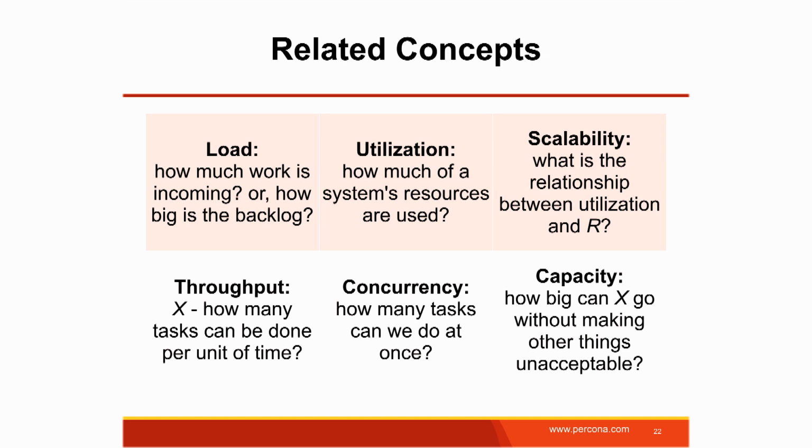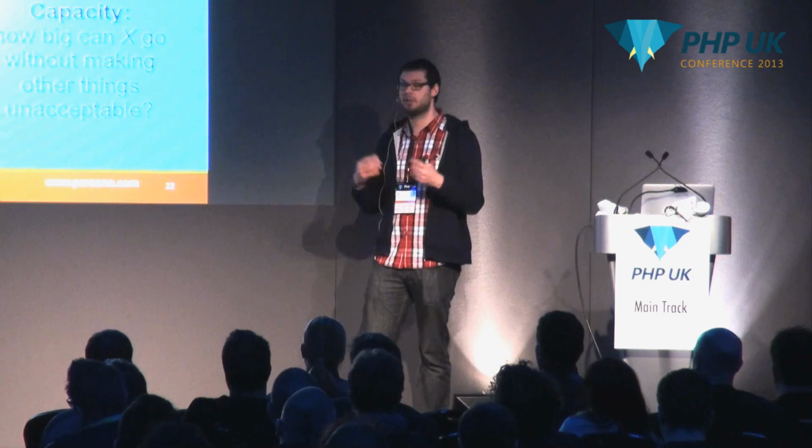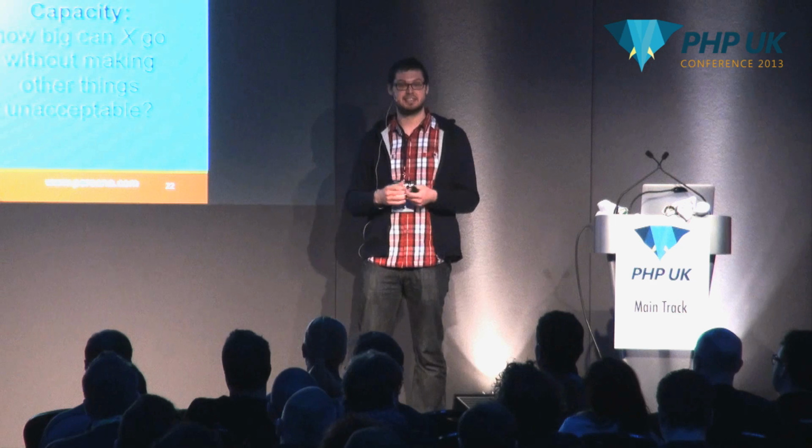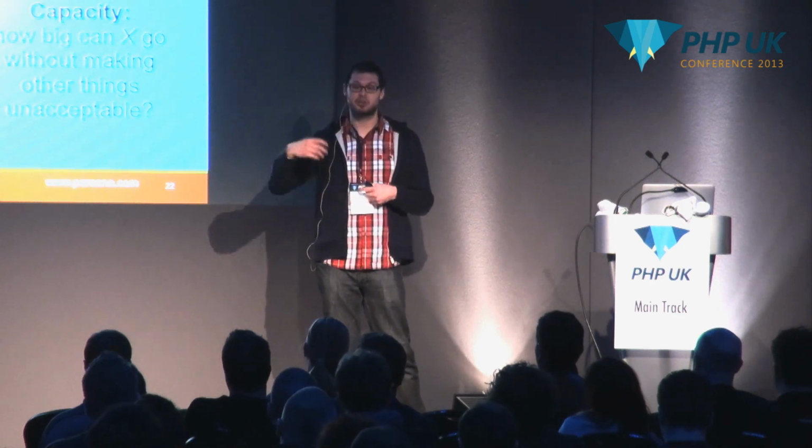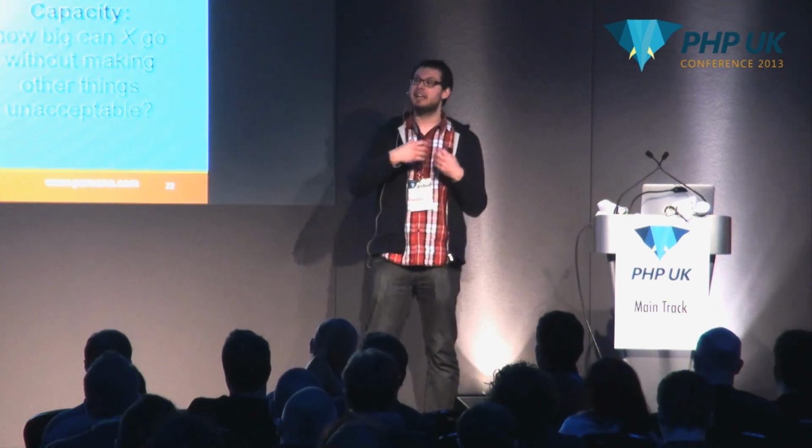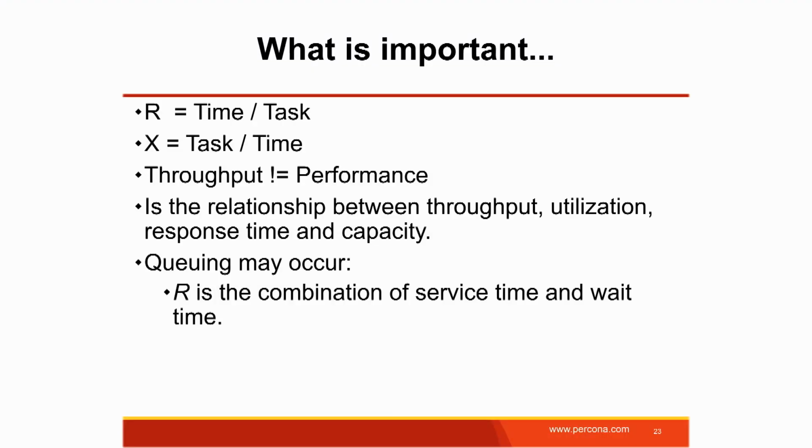So load is how much work is currently coming in. Utilization, how much of our resources we currently use are being used at this moment. Scalability is what is the relationship between utilization and R? R means response time. So throughput is how many tasks can we do in a certain amount of time. Concurrency is how many tasks can we do at the same time. And capacity is how big can X, so the throughput, go without making other things unacceptable like response time. So there's a lot of connection between those things.